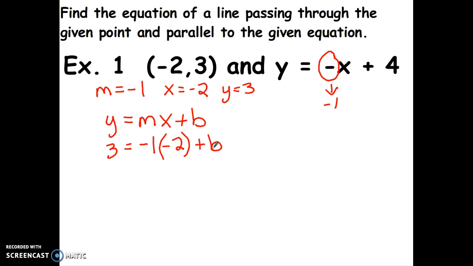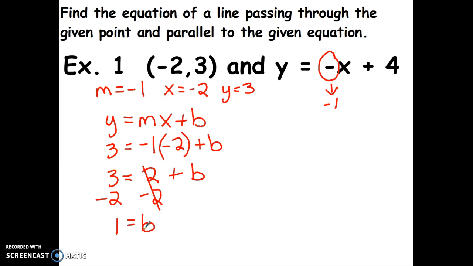Okay? So now all we have to find is b. Does everyone see that we have everything that we need except for b? So let's go ahead and simplify our equation. -1 times -2 is what? +2. So we're left with 3 equals 2 plus b. Now we need to get b by itself, so we're simply going to subtract 2 on both sides. 3 minus 2 gives us 1. So our b value is 1.